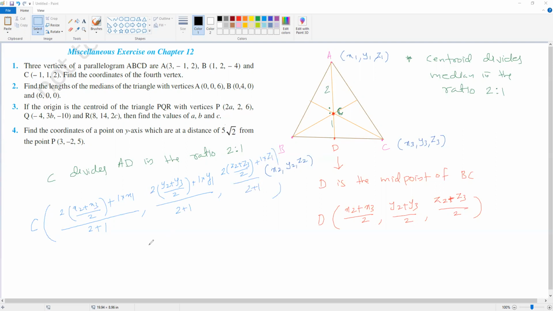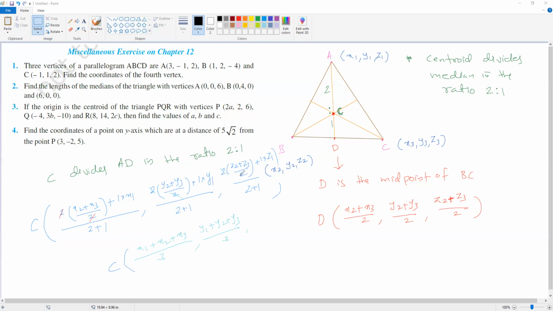So G is equal to, you can see the 2 will cancel at the top. Then at the top x2 plus x3 plus 1 into x1, that is x1. So what you will get is x1 plus x2 plus x3 divided by 2 plus 1, that is 3. Similarly in y, y2 will cancel, y2 plus y3 plus y1, that is y1 plus y2 plus y3 divided by 3.